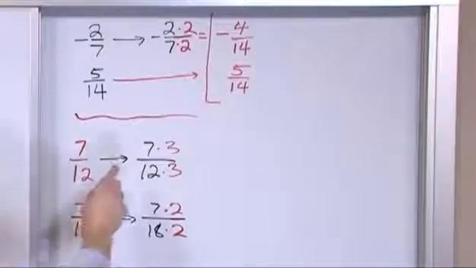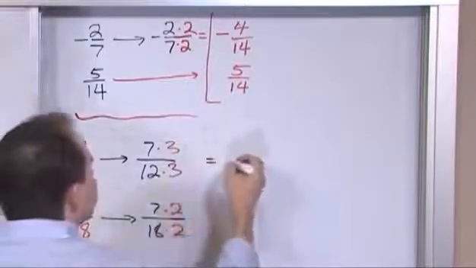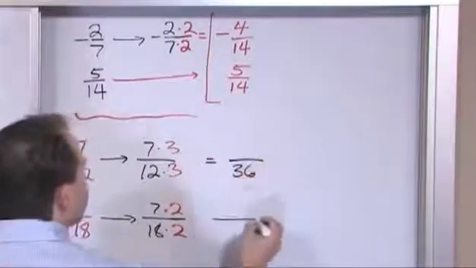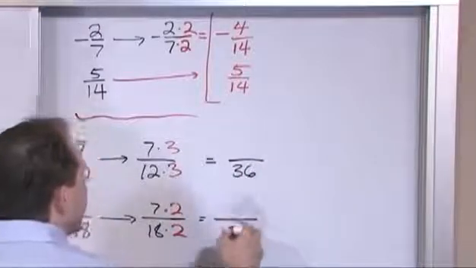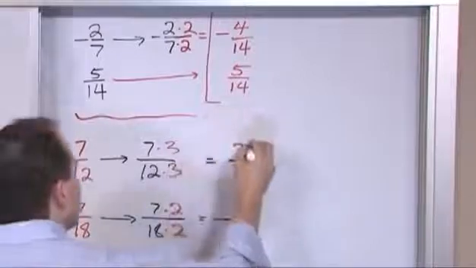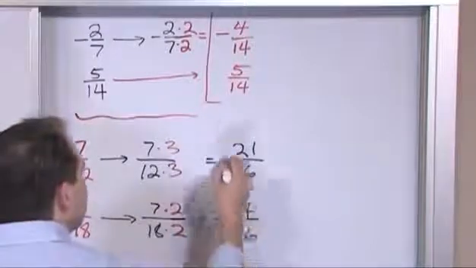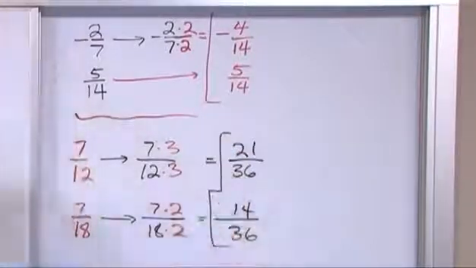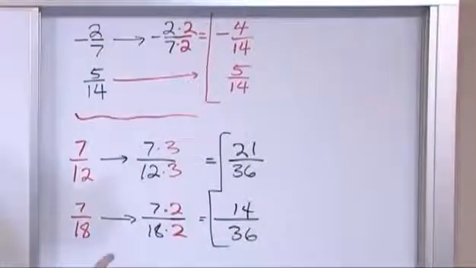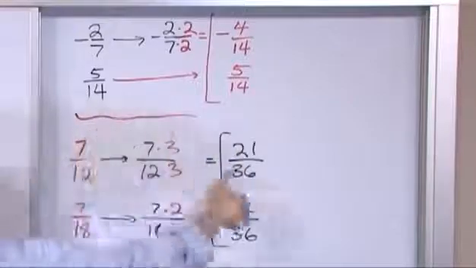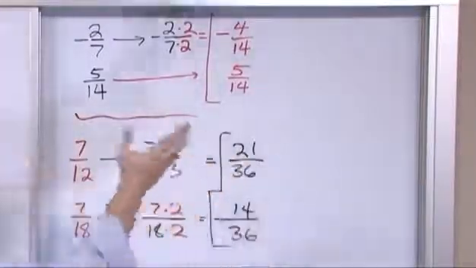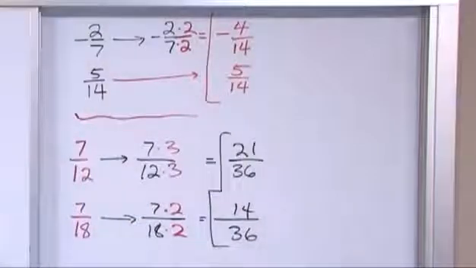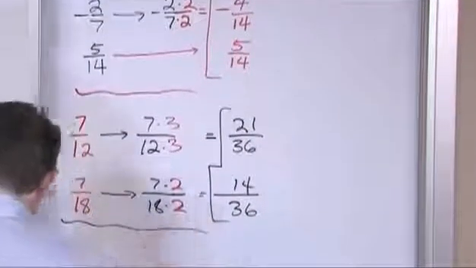That may not be something that you see right away, but if you think about it, it's true. 12 times 3 is 36 on the bottom. 18 times 2 is also 36. So I have a common denominator. 7 times 3 is 21. 7 times 2 is 14. So these two fractions, 21/36 and 14/36, are exactly the same as the originals. Notice they both have a common denominator, so I'll be able to add them or whatever I want to later, but I had to play around with both of them in this case.